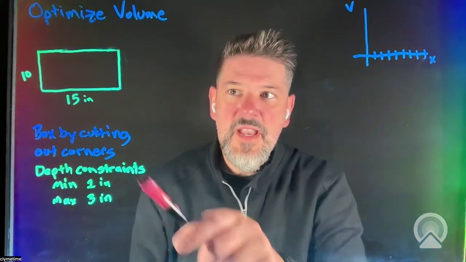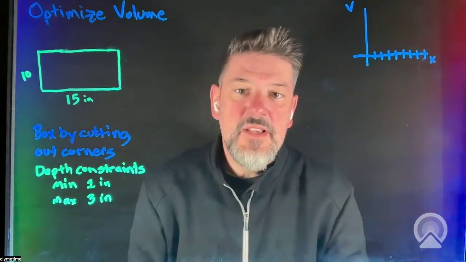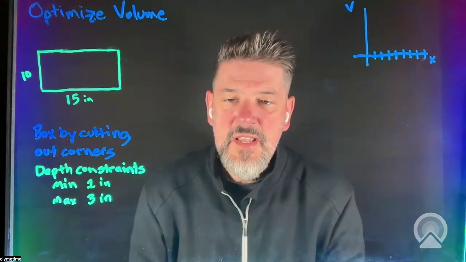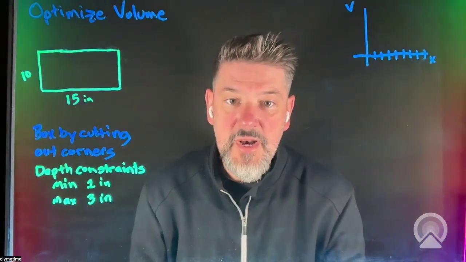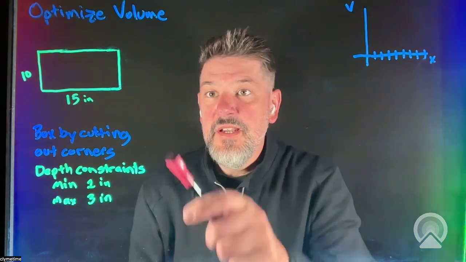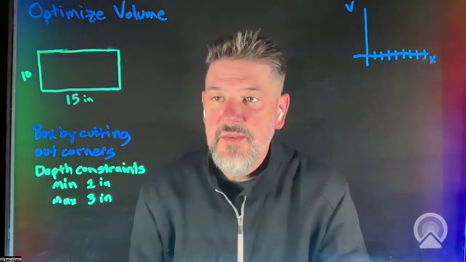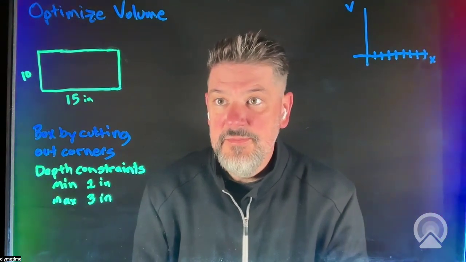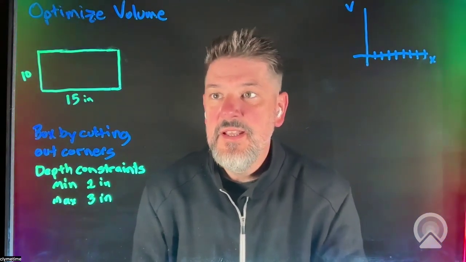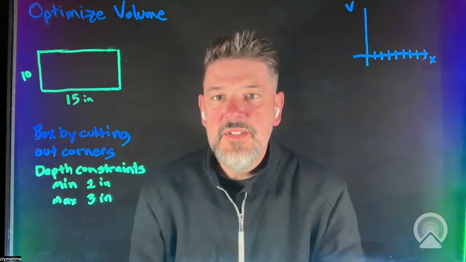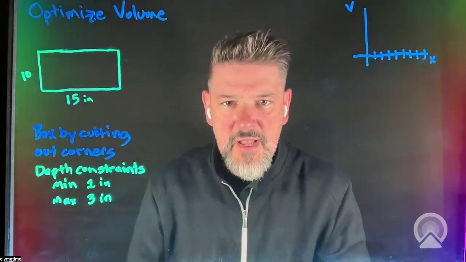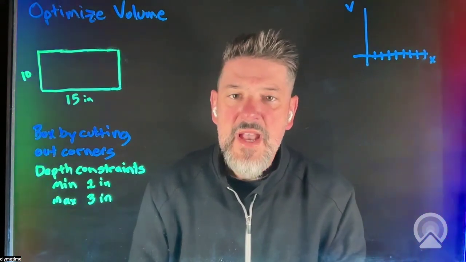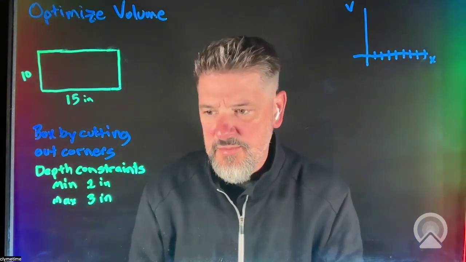All right, so let's say we have a rectangular piece of sheet metal. It is 10 inches by 15 inches, and we are going to turn it into a box. We're going to do this by cutting the corners, and we want to make a box with the biggest volume possible. So that is the problem we're looking at. Again, it's 10 inches by 15 inches. We're going to go through the process of how to use calculus in order to find the maximum volume that we can create out of this box.